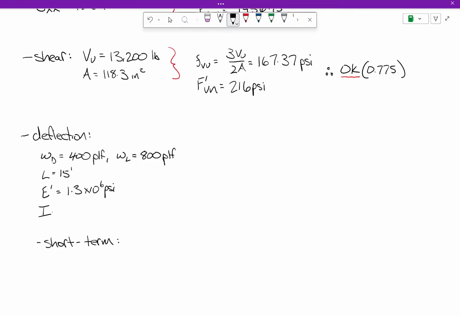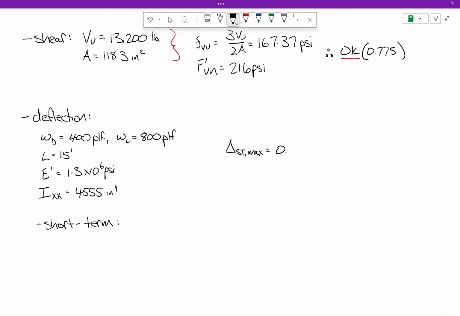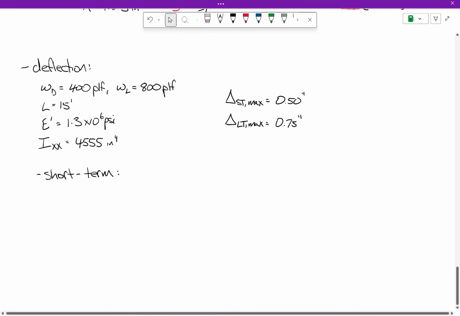and our moment of inertia, again, this is probably the most critical part. We're using the actual moment of inertia of the beam. Okay, the actual moment of inertia of the beam in this case is 4555. Okay. And then I guess I should also put our limits here, just so that they're referenced. Okay. So, short-term deflection.